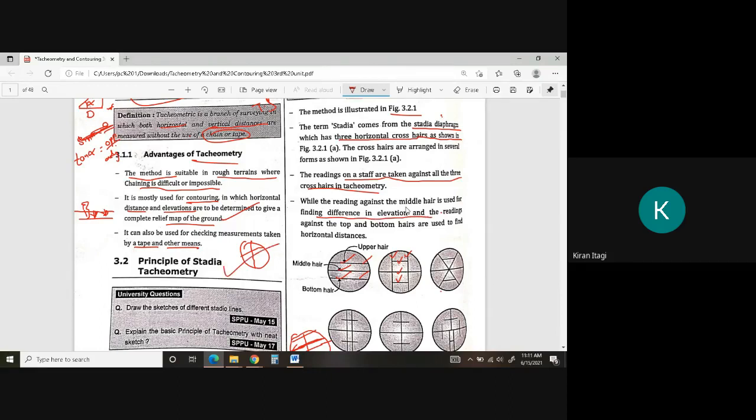That is the same simple method we use in the auto level and dumpy levels. And the readings against the top and the bottom hair are used to find the horizontal distance.